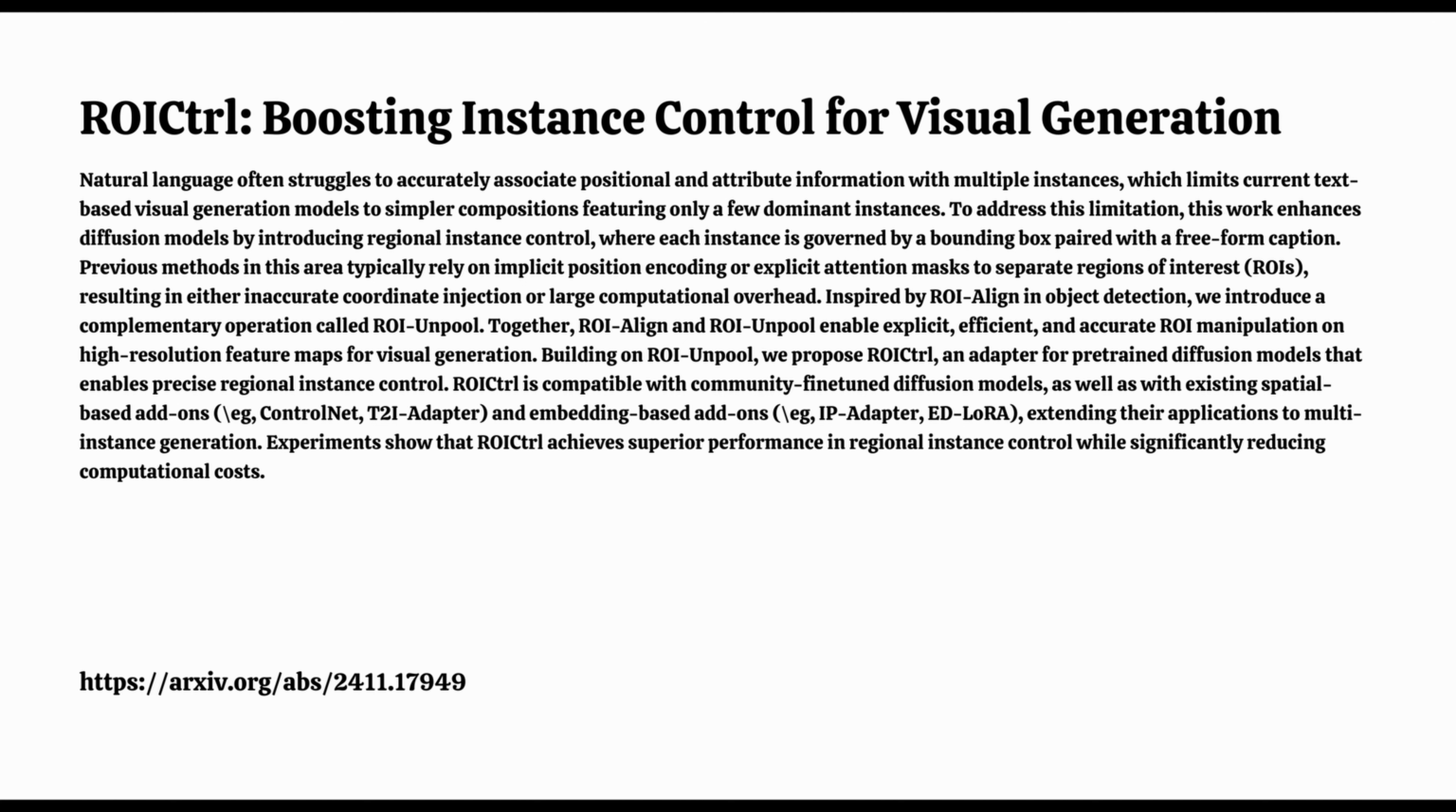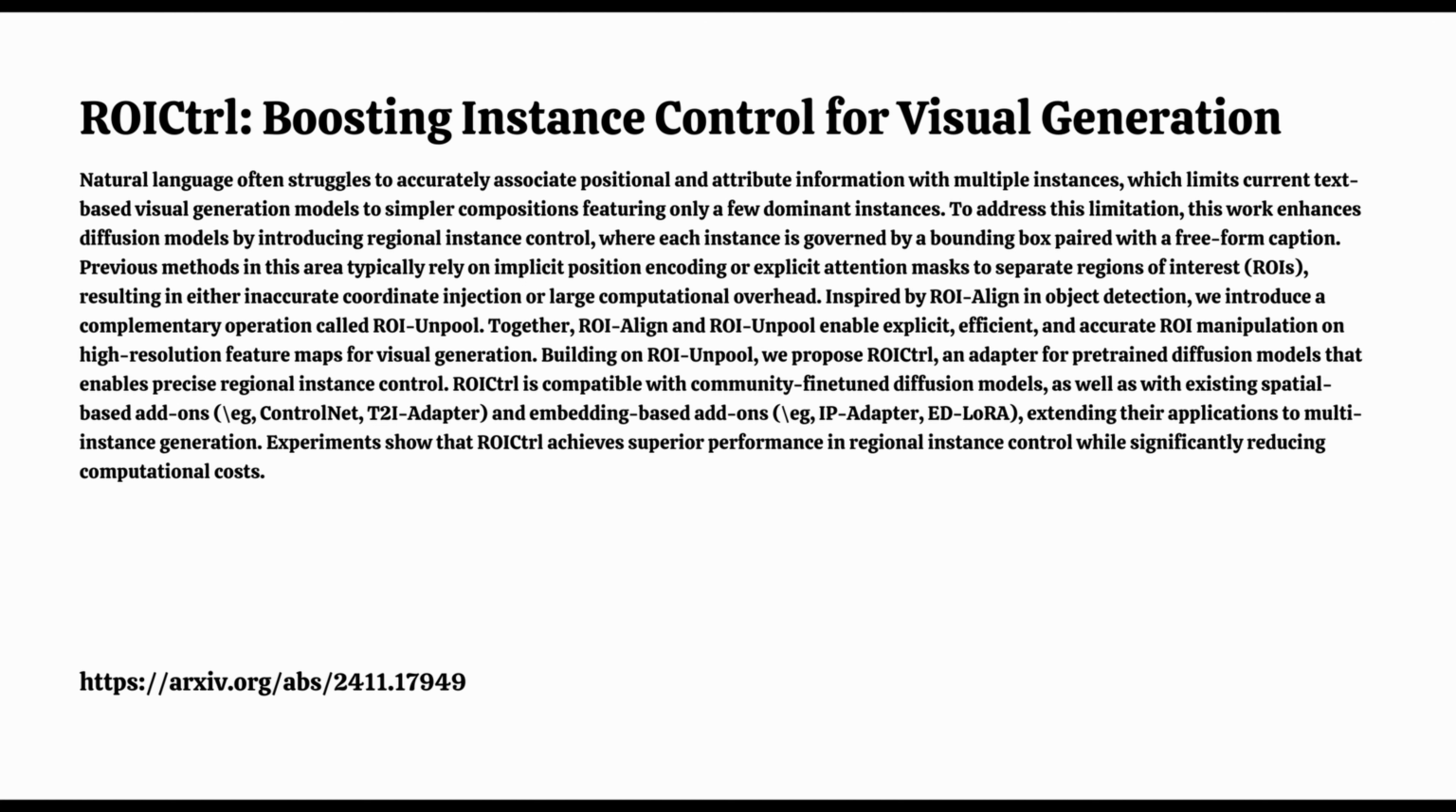Well, one thing they point out, in section 5.4, is that ROICtrl can have a bit of trouble when you have bounding boxes that overlap a lot and have similar descriptions. Like imagine you're trying to generate an image of two identical cats, all cuddled up together. I can see how that might be tricky.